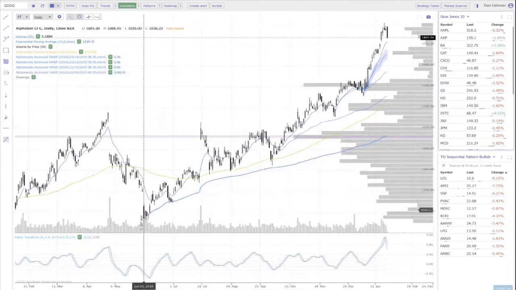But you'll notice that when you anchor it and put the anchored volume by price at the same place, I need to add that. Sorry. Oops.